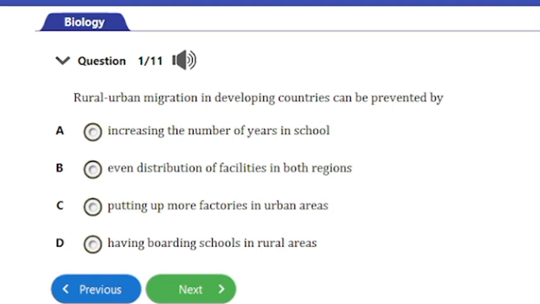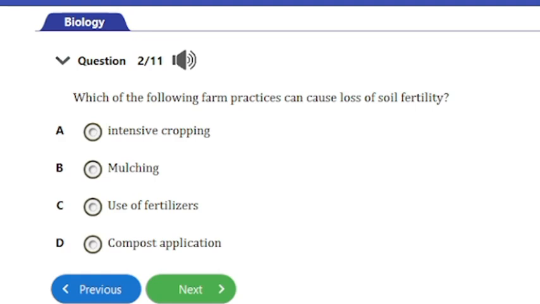It says, rural to urban migration in developing countries can be prevented by A. Increasing the number of years in school, B. Even distribution of facilities in both regions, C. Putting up more factories in urban areas, and D. Having boarding schools in rural areas. So guys, the answer to this question is option B here, and that's even distribution of facilities in both of the regions. So let's consider the next question.